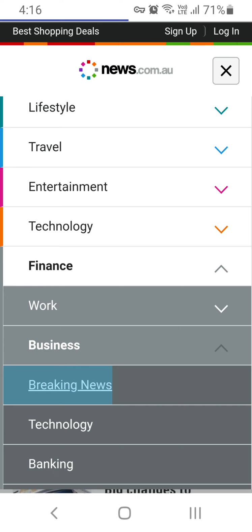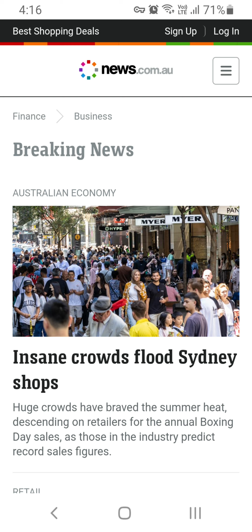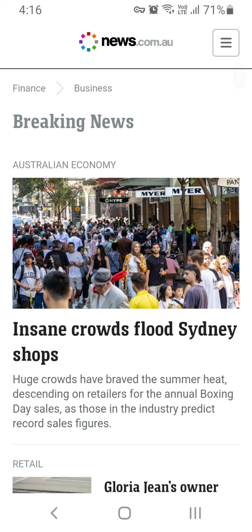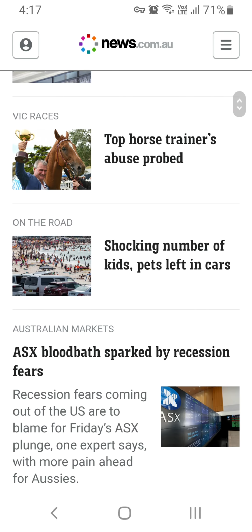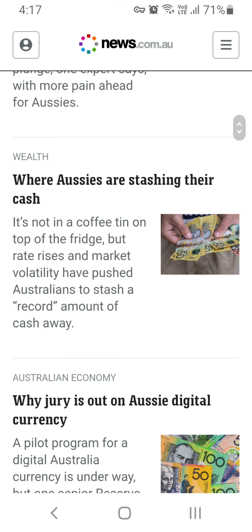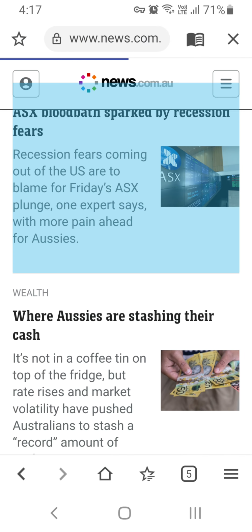I like this one. I don't know why, but I like this one. This is an Australian one. So, insurers crowd flood Sydney shops. I've seen that one. You go into this one.